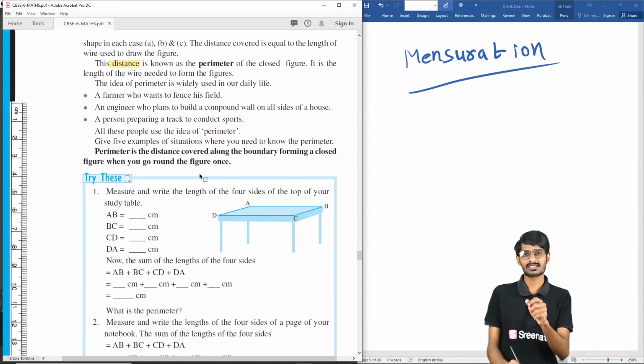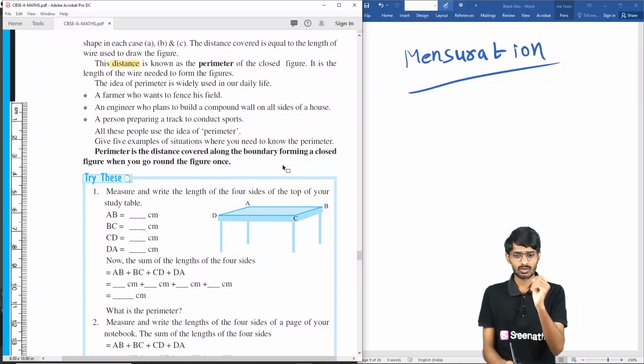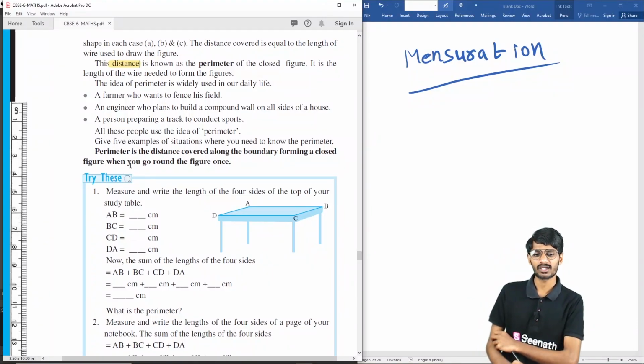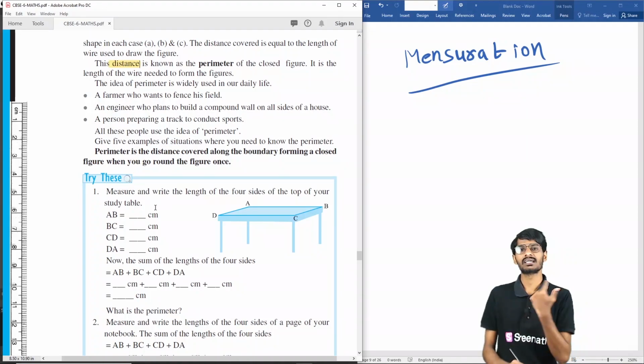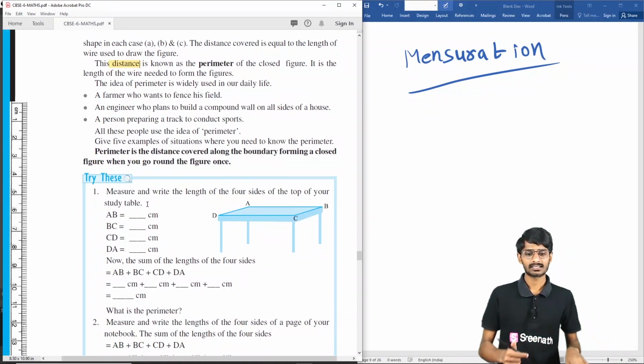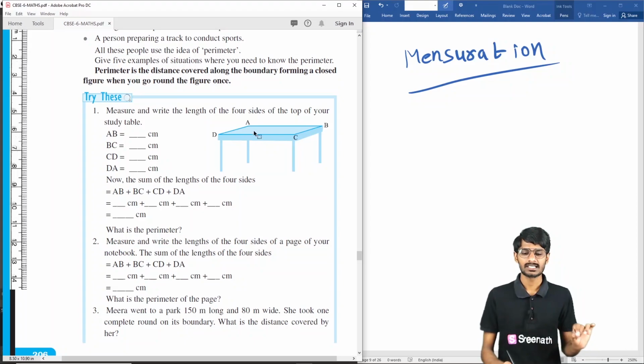So perimeter is the distance covered along the boundary forming a closed figure when you go round the figure once. That's it, students. Here is the table. Just find out the perimeter of this table. So it is ABCD. You have to start from A, or whichever point you want, and come back to the same point. Total distance, total length.